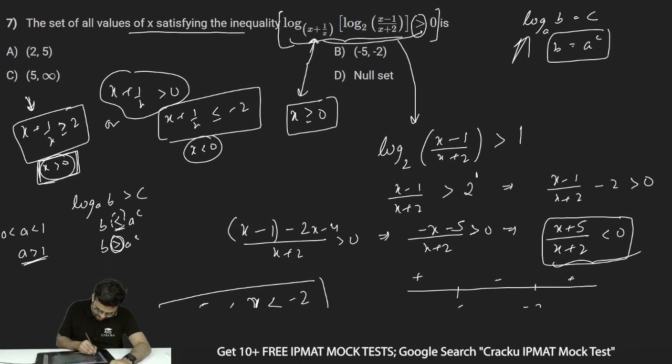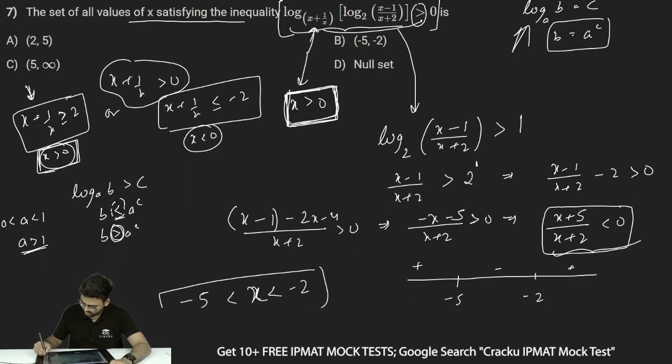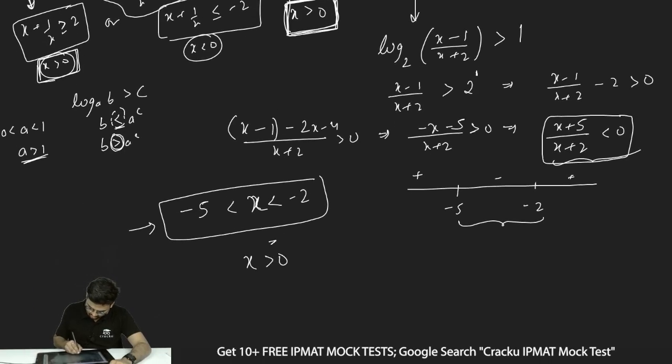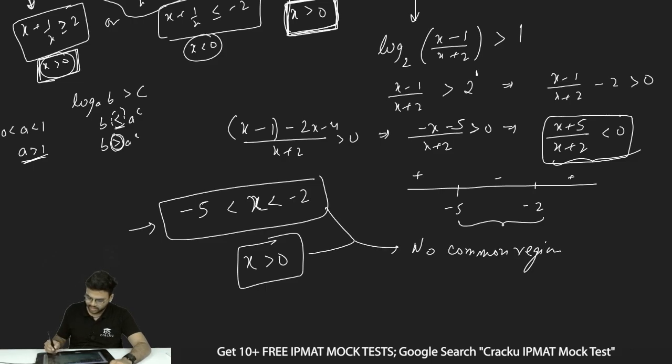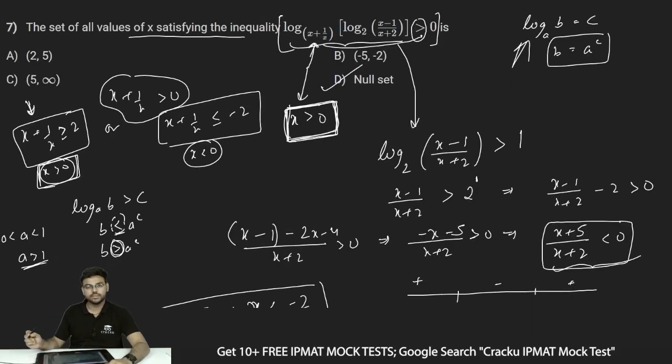But my first part was saying that x should be greater than 0. It should not be equal to 0. So there are two conditions for x which should be satisfied: x should be greater than 0 and x should be in the range minus 5 to minus 2. Now there is no common region for these two conditions. Why? Because the first says x should be greater than 0, and the second says x is a negative number in the range minus 5 to minus 2. So there is no common value of x, and thus I can say the answer of this question will be null set. So option D, null set, will be the correct answer.